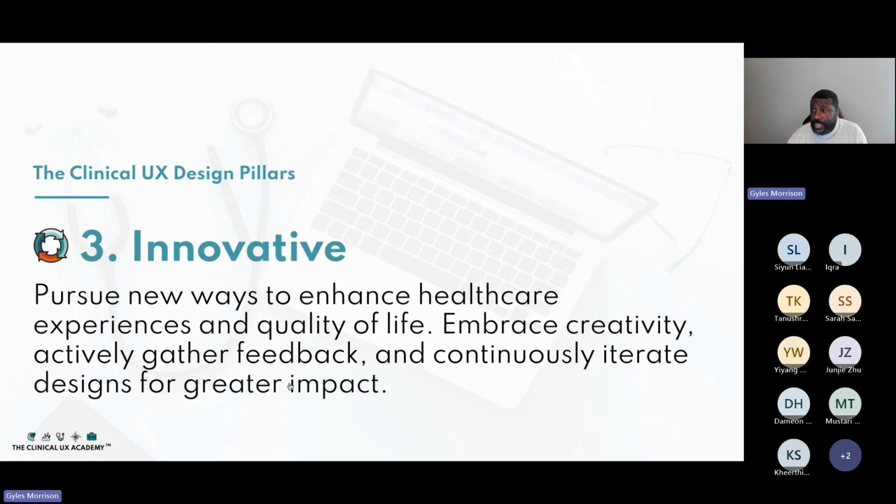Then there's being innovative. So really it's about the idea of continuously trying to improve what you have made and continuously improve health outcomes, gathering feedback to make sure that you've got those insights to evaluate and be clear that actually you can make something better.